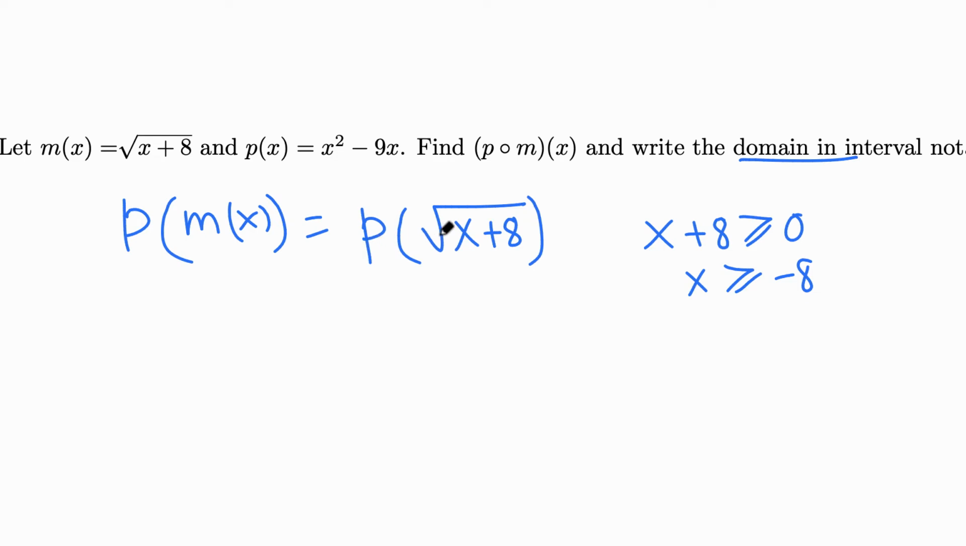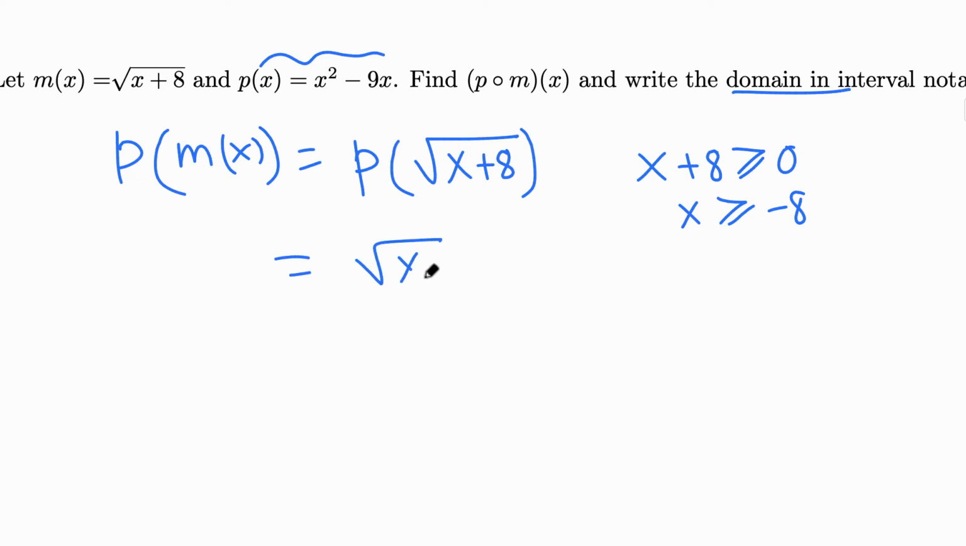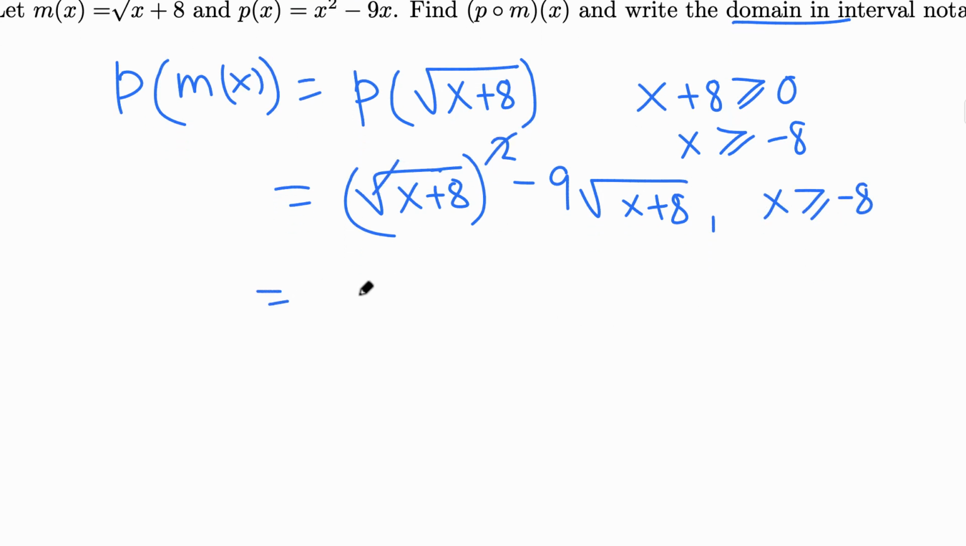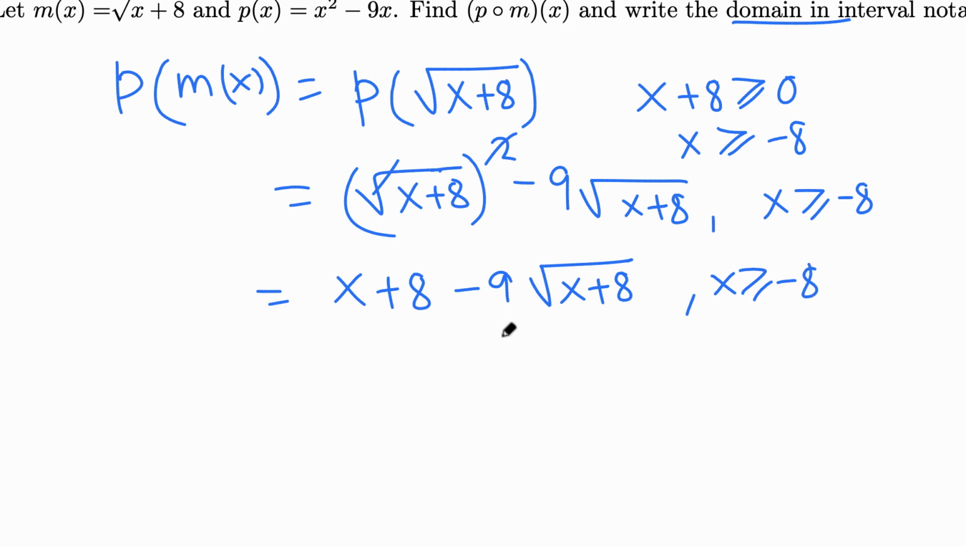And now we have p of input, and if we look here, p of input is input squared minus 9 times input. So p of m of x is the square root of x plus 8, squared, minus 9 times the square root of x plus 8, and we have the restriction x bigger than or equal to negative 8. The square and square root cancel, so we get x plus 8 minus 9 times the square root of x plus 8. Okay, we have this restriction coming from the first, and we cannot simplify further.